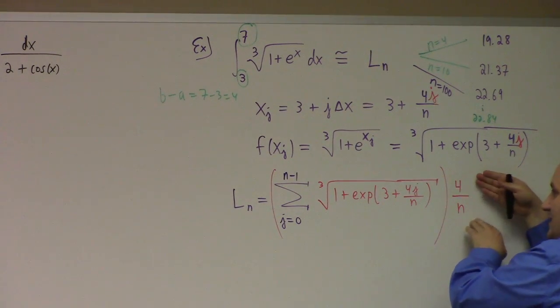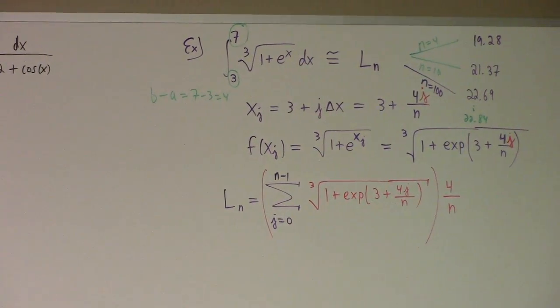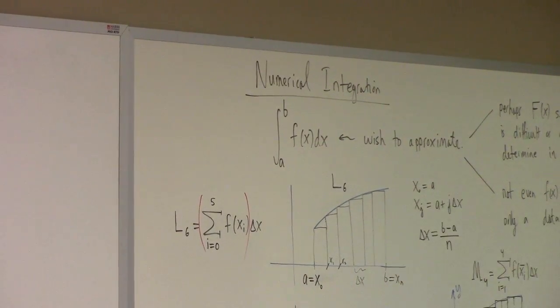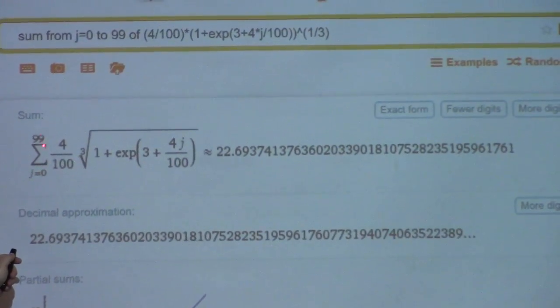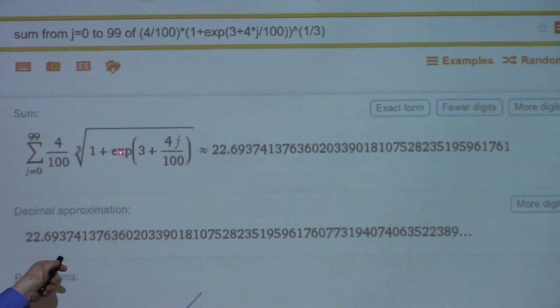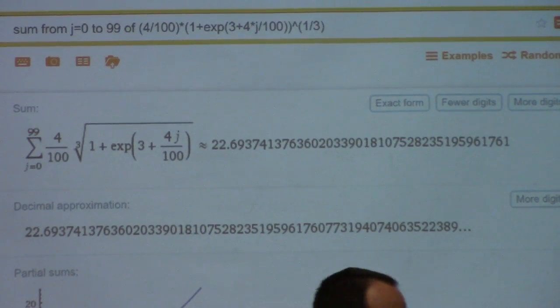And then I can be lazy. Well, not lazy, I can be smart. I can factor the delta x outside. You have the same width for every box, right? So you can just factor it out. Okay, so here is the left endpoint rule with 100. j from 0 to 99. Here's delta x, 4 over 100. Here's the cube root of 1 plus the exponential of 3 plus 4j over 100. 22.69.